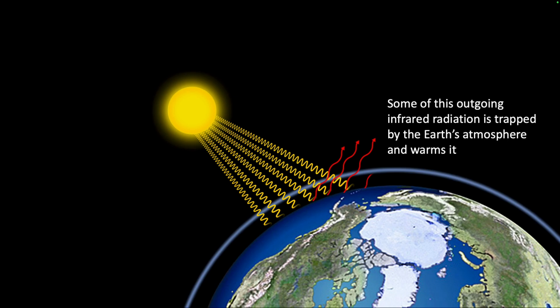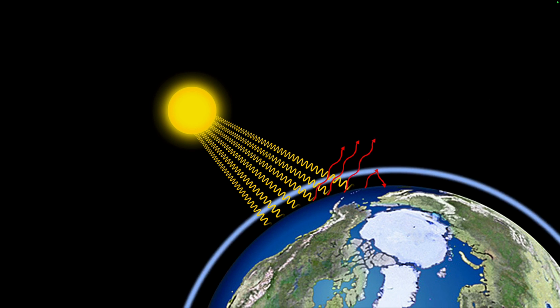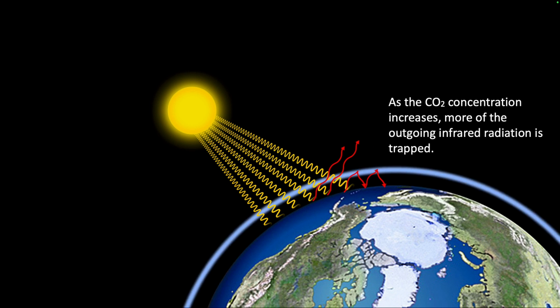Some of this outgoing infrared radiation is trapped by the Earth's atmosphere and warms it, which is actually a good thing. The greenhouse effect is what makes life as we know it on Earth possible. Without it, it'd be much too cold for us to live here. As the CO2 concentration increases, more of the outgoing infrared radiation is trapped. So as we see here, with our atmosphere holding on to a lot more carbon dioxide, a lot of these infrared rays that would be going out into space are being bounced back. So that heat, that energy is a mechanism for global warming.